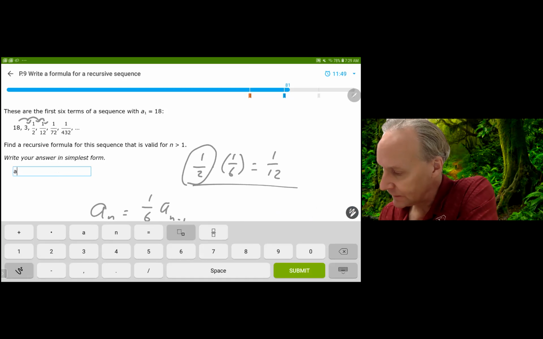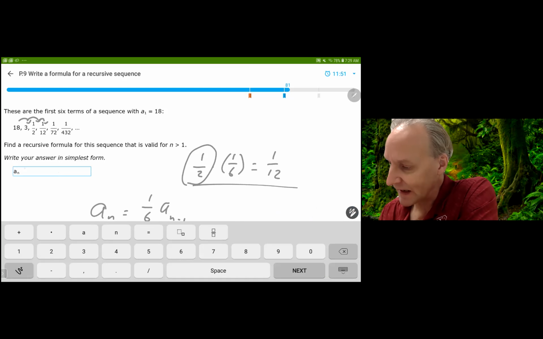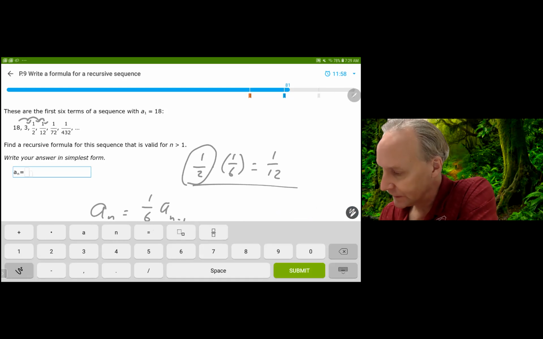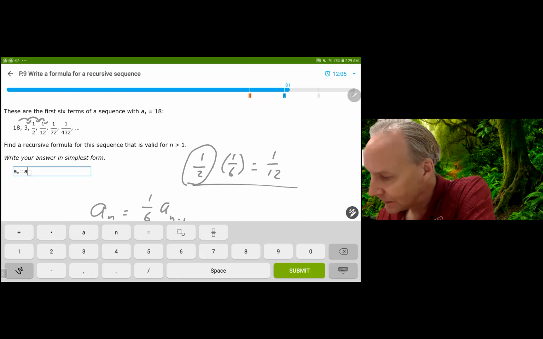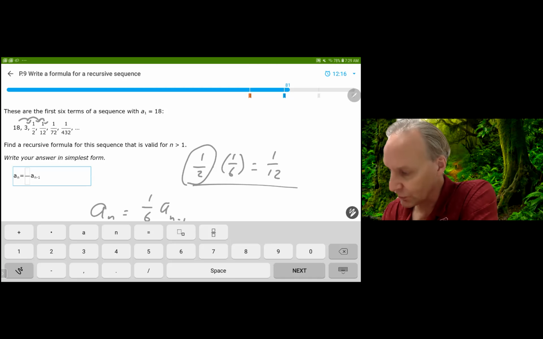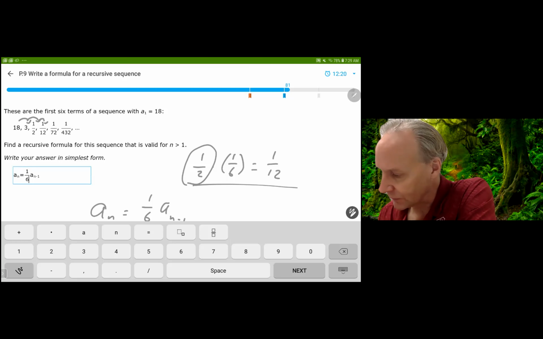So we have a to n, and I'm not going to say a to the n because that's an exponent. So I'm going to call it a sub n, okay? Equals a sub n minus 1. There we go. N minus 1. And then I forgot to multiply by the 1/6. Let's put it in the beginning. Now I could have said times 1/6, but generally we like to put it out in front because it is a coefficient.